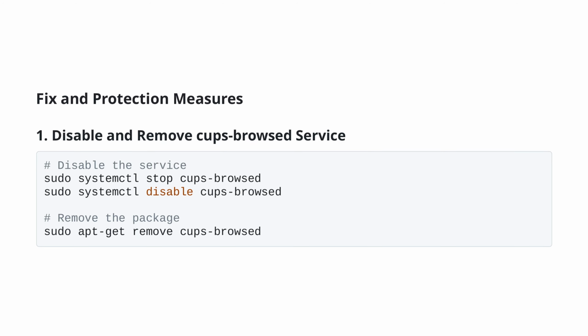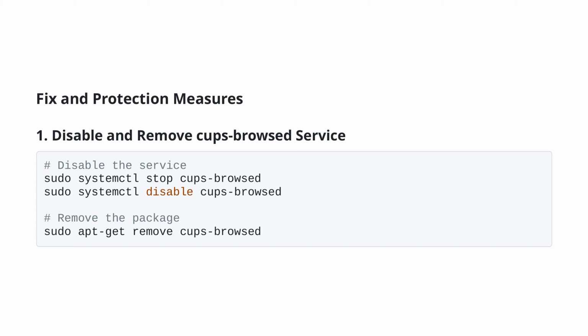On this slide, we focus on the initial steps to mitigate the risk posed by the demonstrated attack. The first measure is to disable and remove the cups-browsed service, which is a critical step in eliminating the attack vector. To disable the service, you need to execute the following commands: sudo systemctl stop cups-browsed, sudo systemctl disable cups-browsed. These commands will stop the service from running and prevent it from starting again automatically.